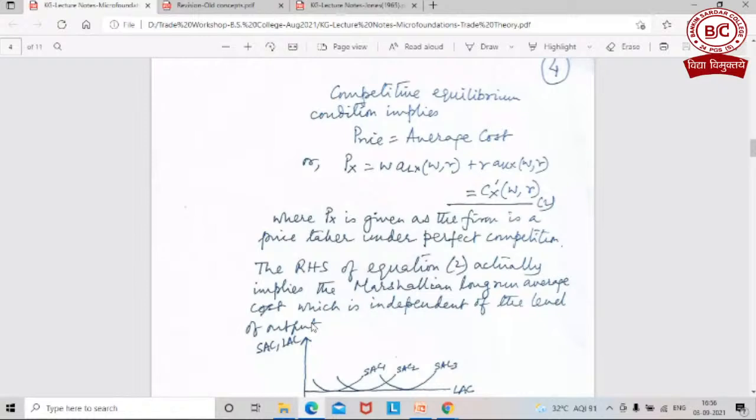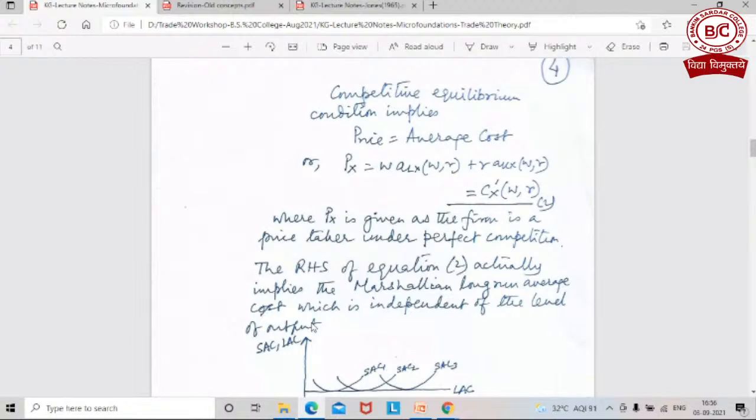Always possible. Who are the owners of the firms? The capitalists are the owners of the firm, isn't it? Do you agree? Capitalists are the owners of the firm. What are the two broad classes for this model? Capitalists and the workers. What is the earning of the workers? It's the wage rate. And what is the earning of the capitalists? It's R, rate of return on capital.